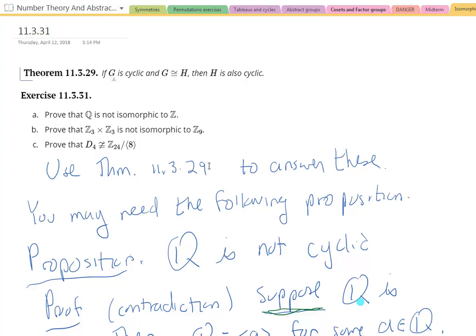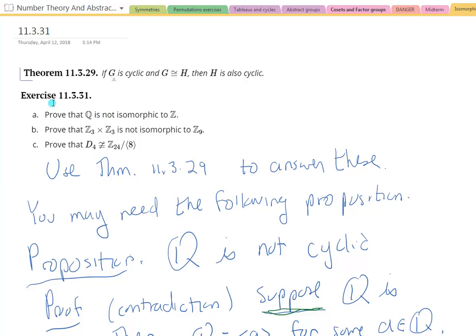Okay, so one of the problems in the chapter is 11.331, which depends on theorem 11.329. First let me read this theorem. If G is cyclic and G is isomorphic to H, then H is also cyclic. Conversely, I could have said if G is cyclic and H is isomorphic to G, then H is cyclic. G is isomorphic to H, or H is isomorphic to G. Those mean the same thing because we know that isomorphism is an equivalence relation.